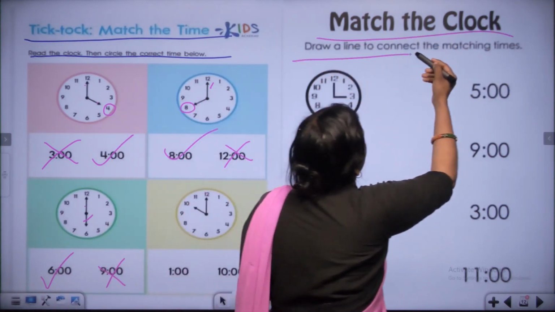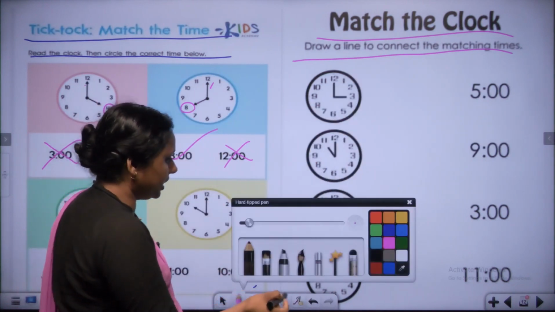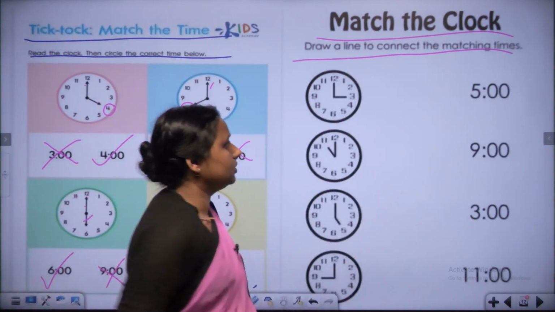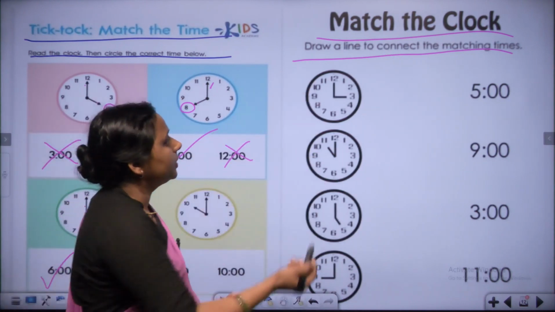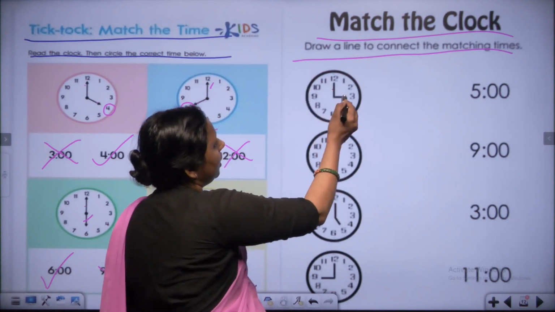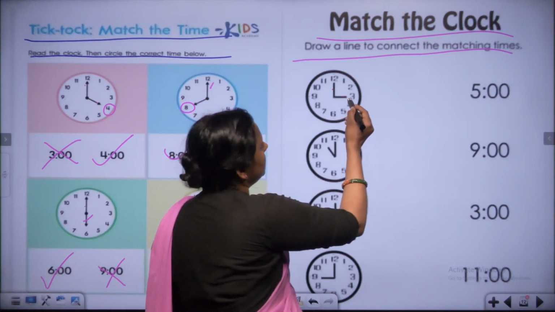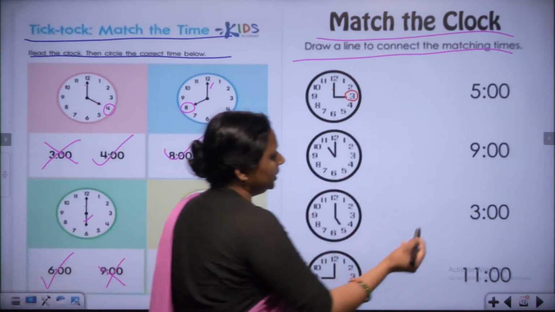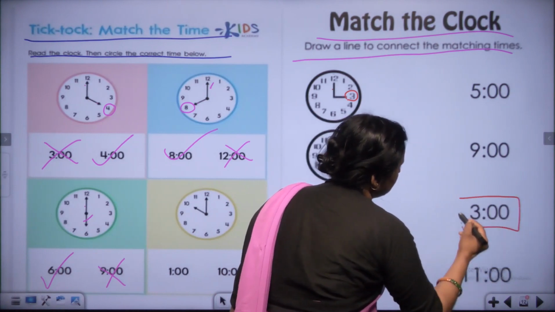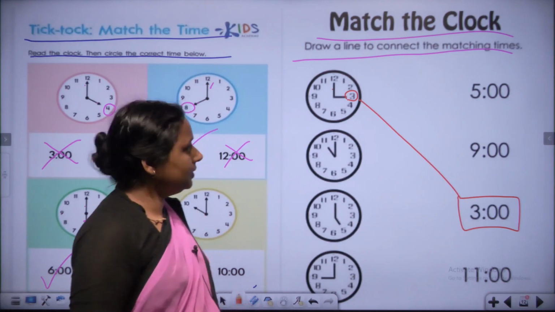Draw the line to connect the matching times. Okay. Which one is correct? You match it. Okay. First look at the clock. Okay. Minute hand in 12 and hour hand in 3. What we read is 3 o'clock. Okay. Where is 3, children? Yes, this one is 3. Okay. Then match it.